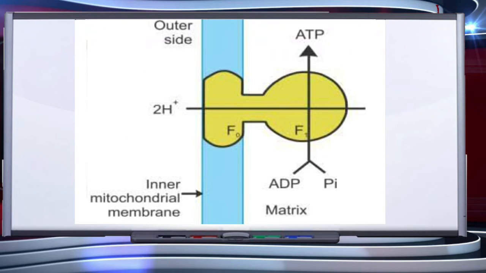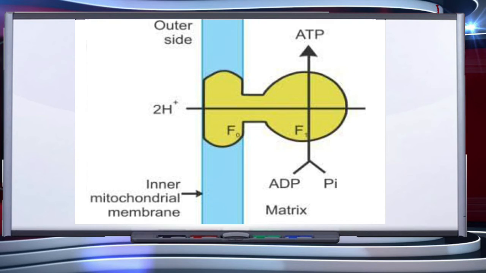Now we understand that the energy released during the electron transport system is utilized in synthesizing ATP molecules with the help of ATP synthase, that is complex 5. This complex consists of two major components, F1 and F0, as shown in the figure. The F1 headpiece is a peripheral membrane protein complex and contains the site for synthesis of ATP from ADP and inorganic phosphate. F0 is an integral membrane protein complex that forms the channel through which protons cross the inner membrane.